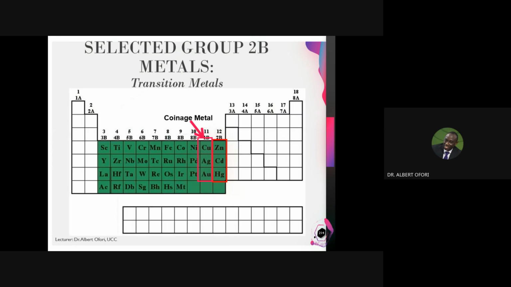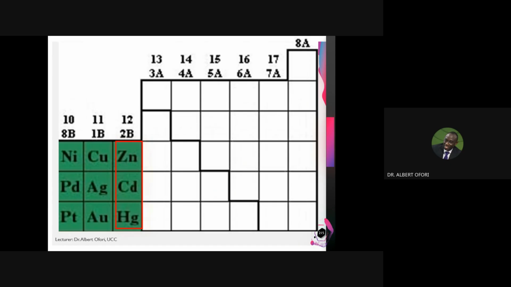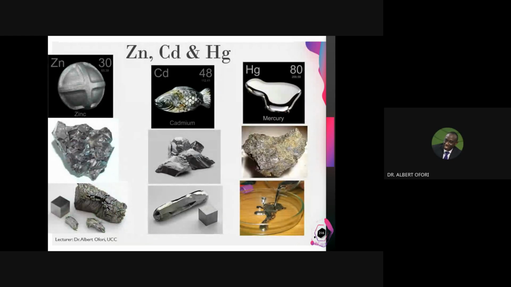Okay, so that's the coinage metals. We want to look at the rest and investigate a little bit more, especially the so-called poisonous metals. Well, not all of them are poisonous, like zinc is not, but the heavy metals like cadmium and mercury are. So we will narrow it down to just zinc, cadmium, and mercury.